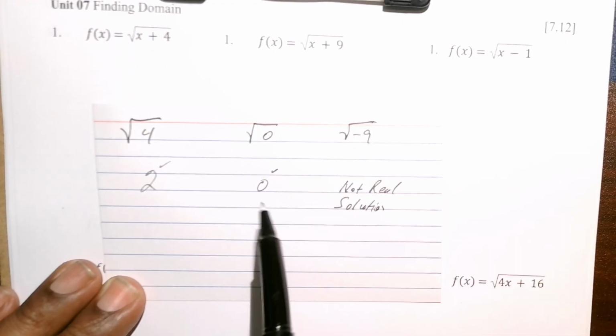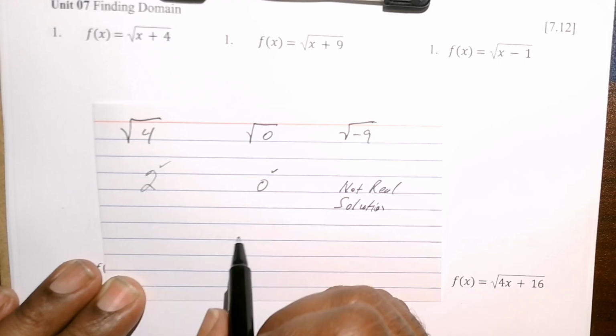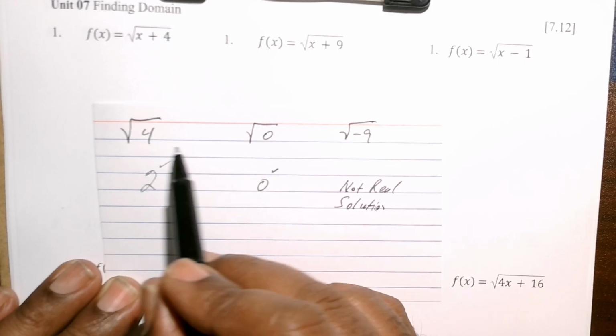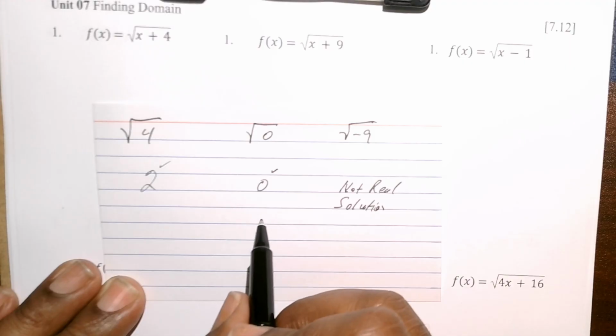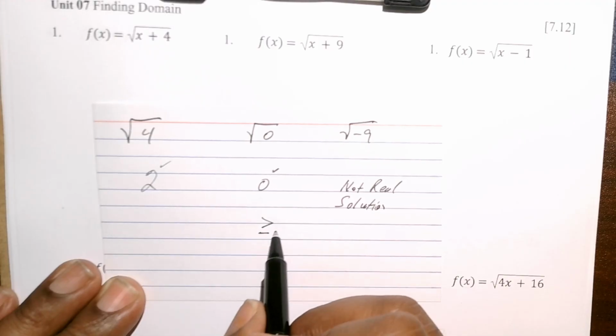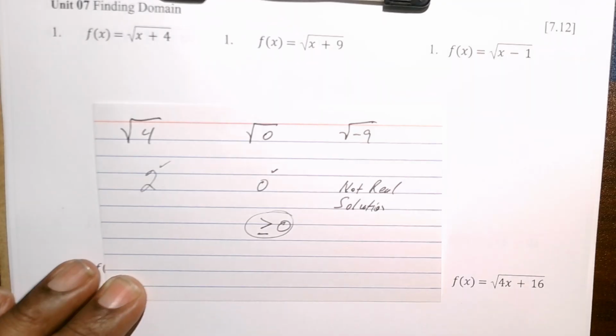And in order to only look at numbers that are either positive or 0, we have to say that what's under the radical, which is called the radicand, has to be greater than or equal to 0. So we're going to use this process here to find the domain, or what numbers can be used for input.